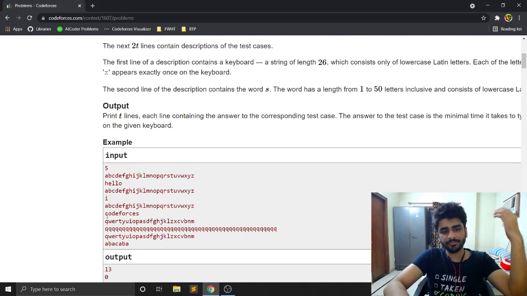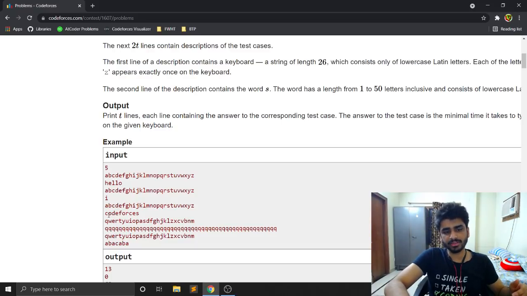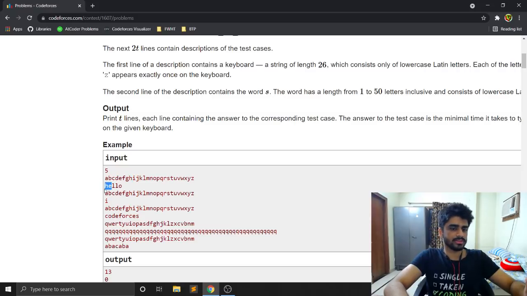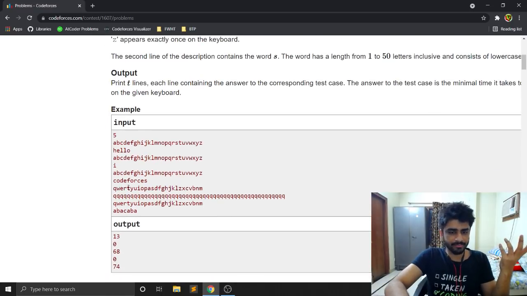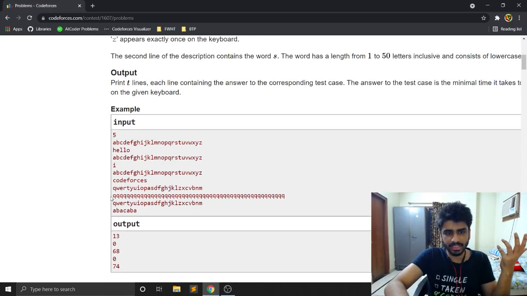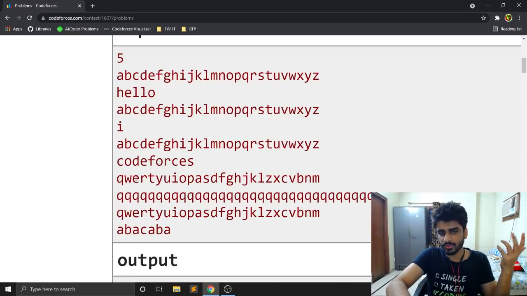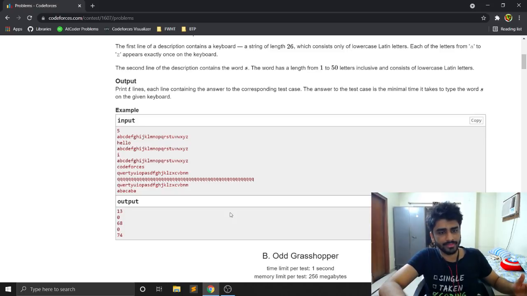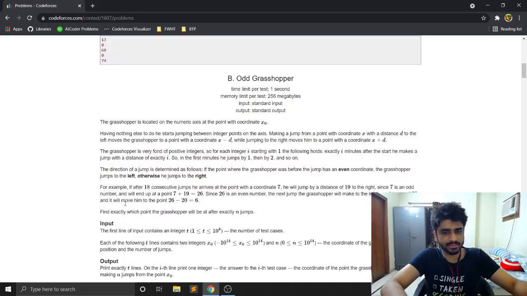To do that, you just have to see the difference between the consecutive characters and find out how much you have to move to type those letters. For example, in this example, we know that H is at position 8 and E is at position 5, and so on. So this is just an implementation problem. Take the position of H and E and add the absolute difference between them. In this case also you have to do the same. Assign 1 to Q, 2 to W, 3 to E, 4 to R and so on. So yeah, that's what we have to do here, and then just add the differences.